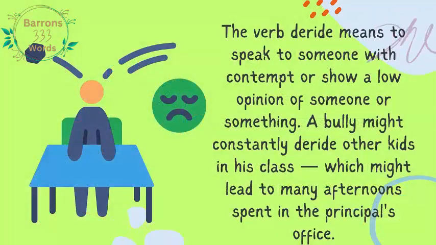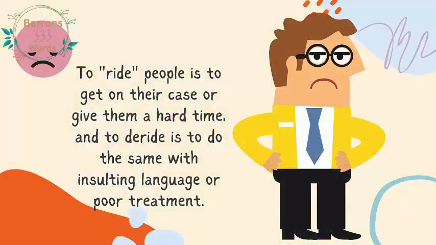The verb deride means to speak to someone with contempt or show a low opinion of someone or something. A bully might constantly deride other kids in his class, which might lead to many afternoons spent in the principal's office. To ride people is to get on their case or give them a hard time, and to deride is to do the same with insulting language or poor treatment.